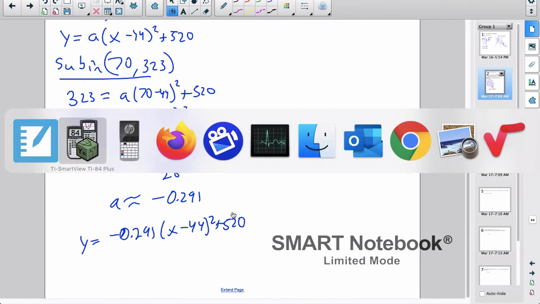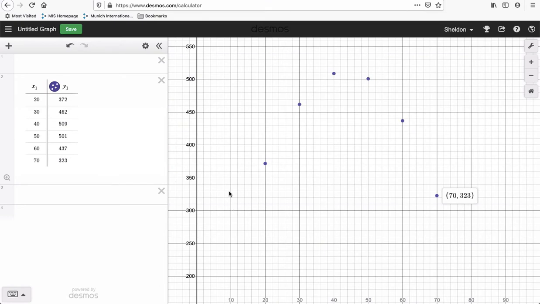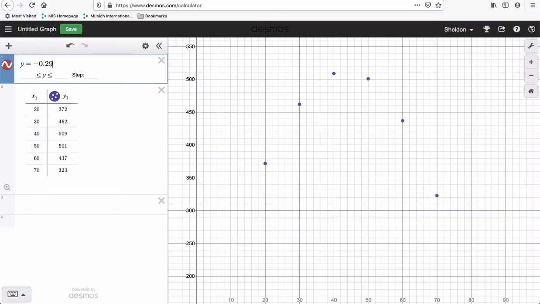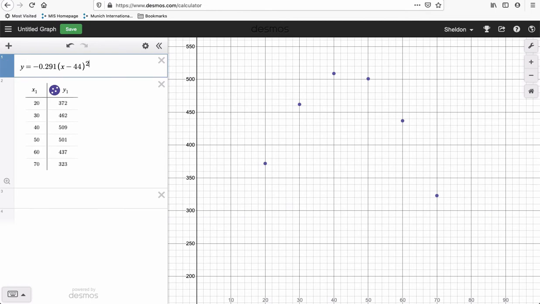If I go now to Desmos, I can type that in and let's see what happens. y equals negative 0.291 times x minus 44 squared plus 323.